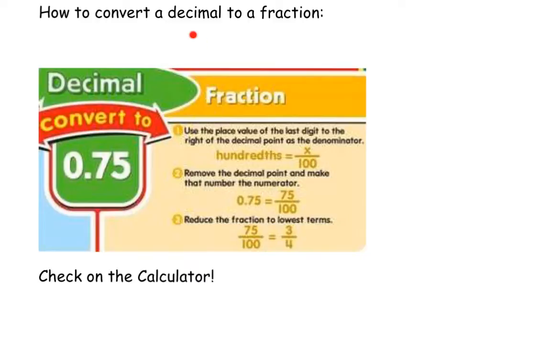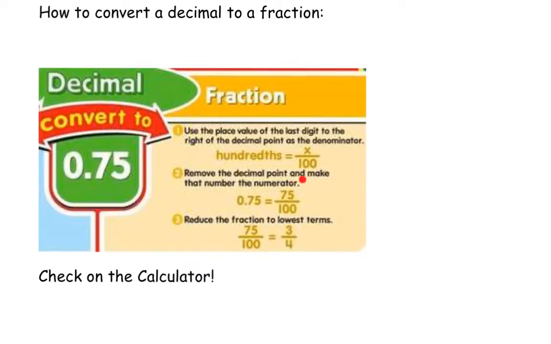Now, to convert a decimal back to a fraction, you're going to start with your decimal, and you're going to look at the place value of the last digit to the right of the decimal point for the denominator. So here, we're looking at the place value of 5, which is the hundredths.